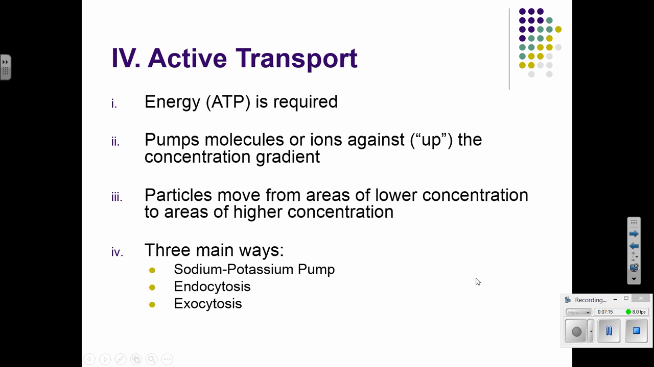All right, on to the active transports. This is where we need energy, in the form of ATP, which stands for adenosine triphosphate. We have to have energy to move, and the reason why is because you're going against the gradient. So it's like salmon swimming upstream. If they're trying to go from low to high, that takes a much larger amount of energy than just falling. So 3 ways we're going to talk about are the sodium-potassium pump, endocytosis, and exocytosis.